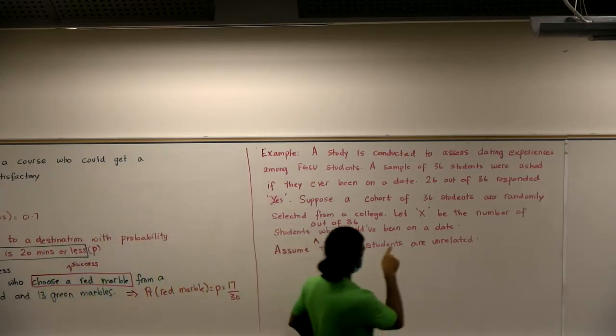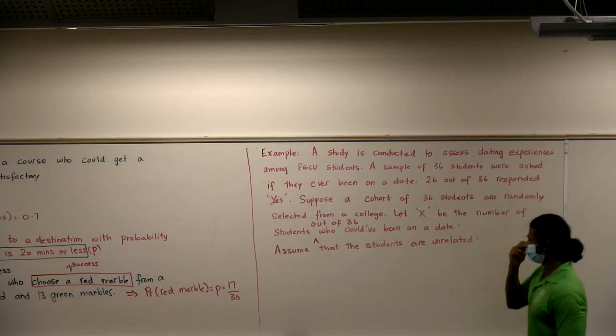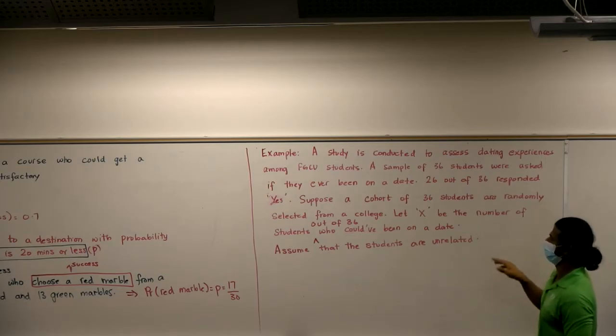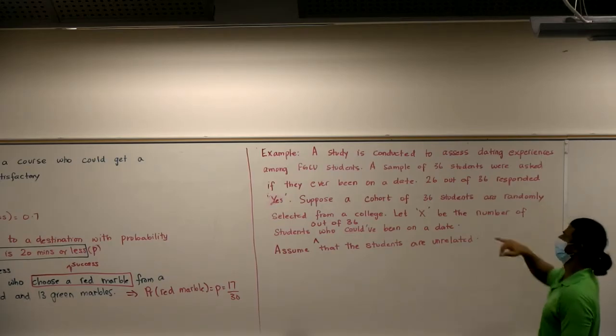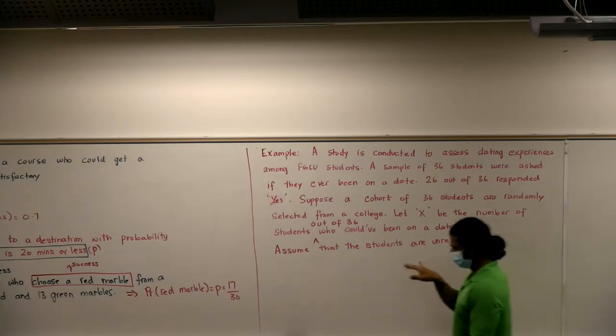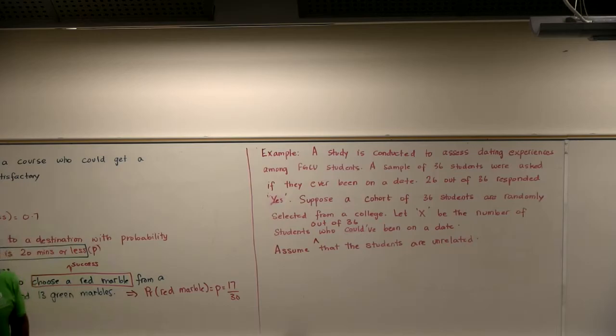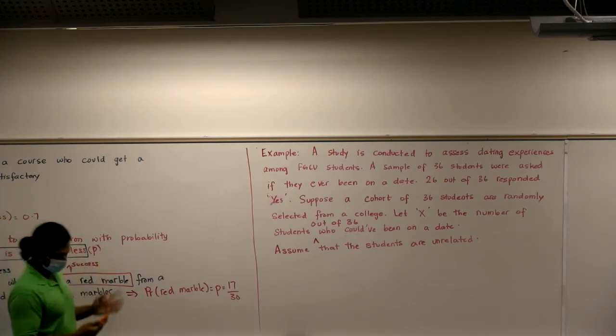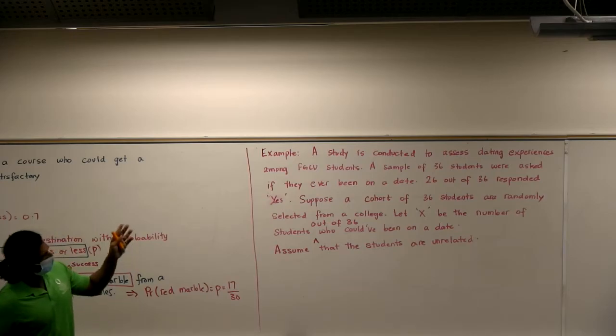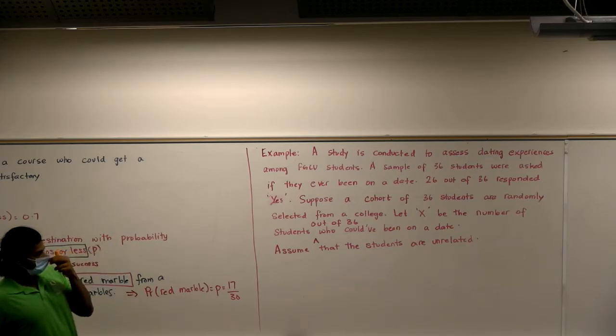Good. Let X be the number of students out of the 36 who might have been on a date. And we want to assume that the students are unrelated. Why should I put that statement? To make sure that they're independent. We want it to be independent. So could we model this as a binomial distribution?